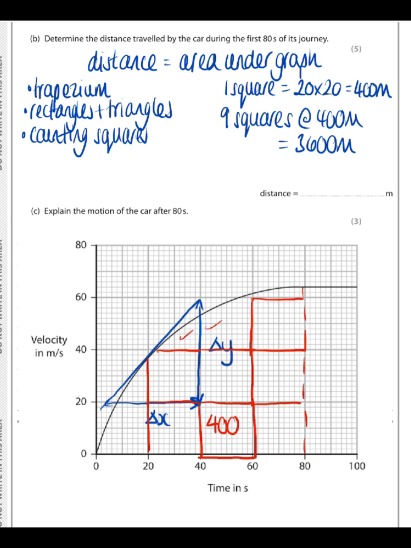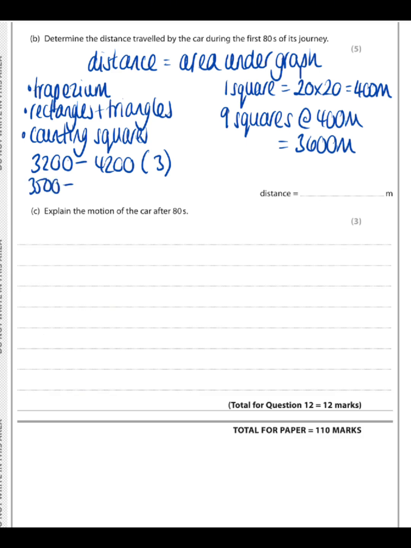Now, actually, having done this on here, mine is not the most accurate. So there's a range of values here that you can score between to get the full marks. If you have between 3,200 and 4,200, that will get you 3 marks. If you have 3,500 up to 4,000, that will get you 4 marks. And in order to get the full 5, you need to have a value in the range of 3,700 to 3,800. So when you are counting squares, make sure that you are accurate in terms of identifying how many squares you've actually got.